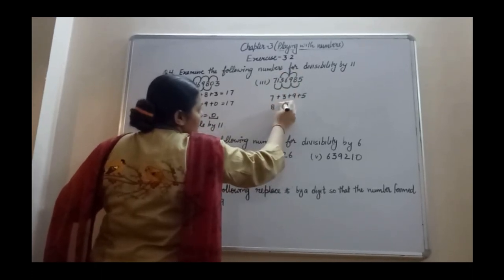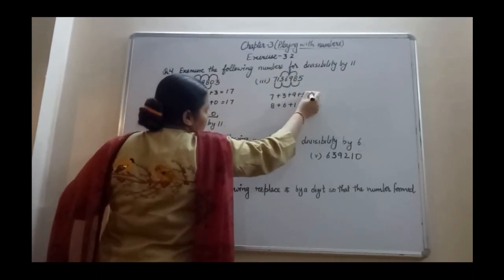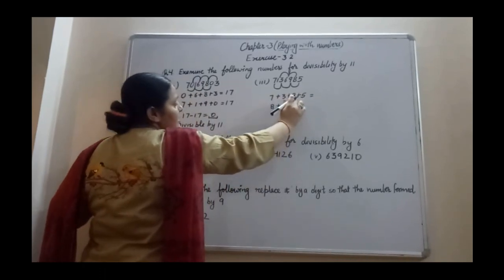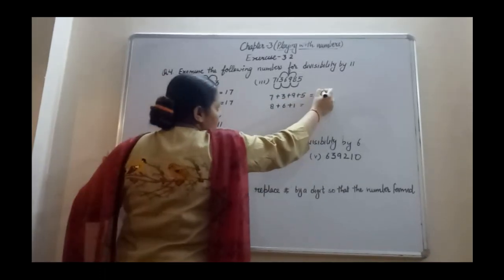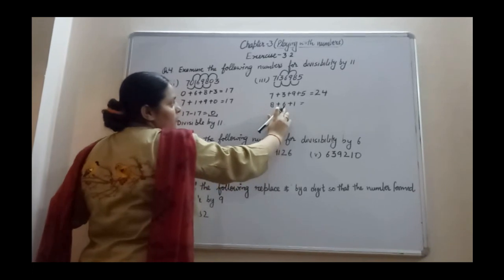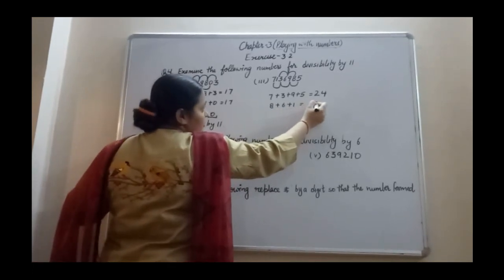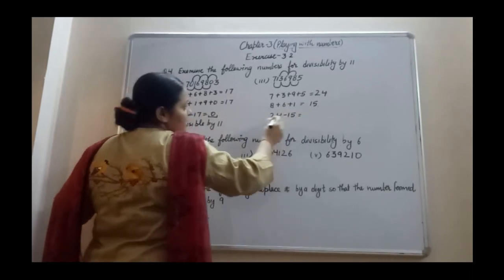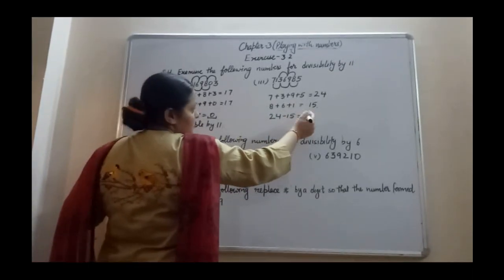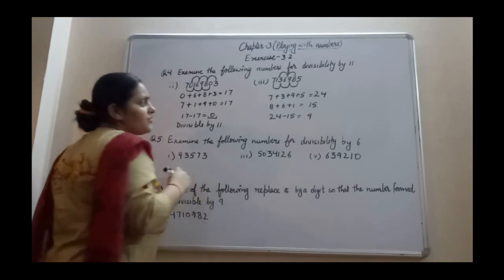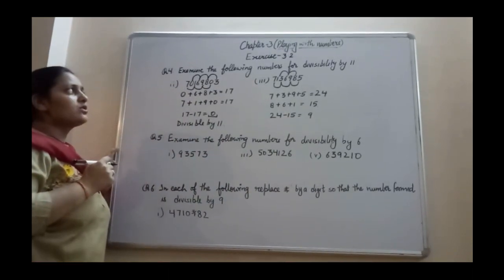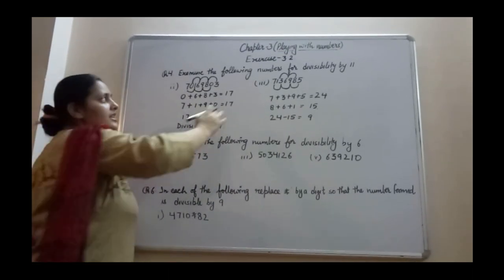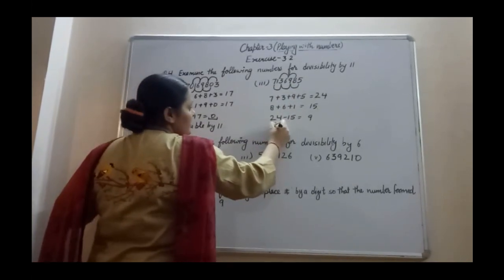So 8 plus 6 plus 1, so this will be 19. Then this will be 24. And this will be 14 plus 1, 15. Now we are going to find out the difference. 24 minus 15, so 9 is the difference, and we can clearly see that 9 is not divisible by 11, so we can say that this number is also not divisible by 11.